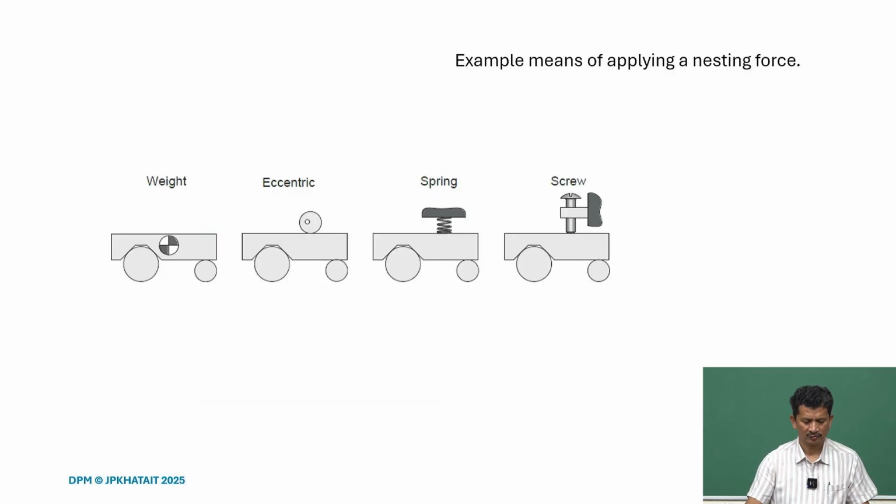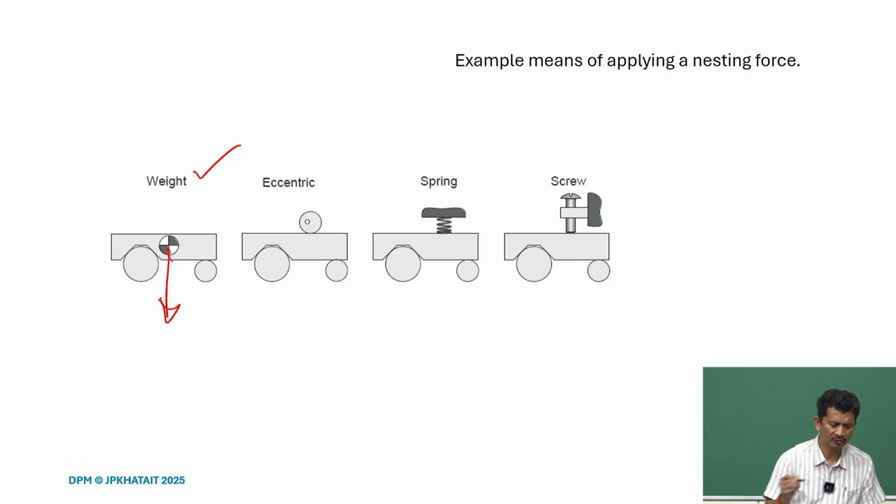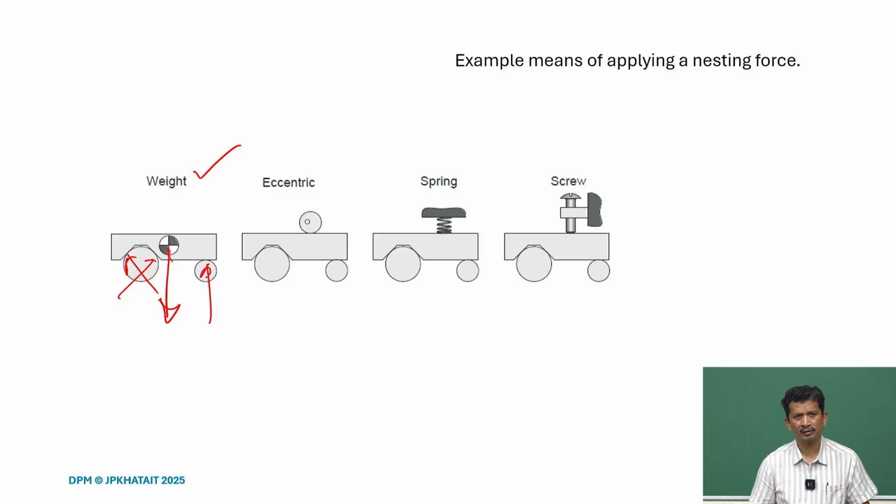So, there are different ways, and without creating problem what we discussed in the earlier slide, how to get the nesting force. So, one is the weight. Because of the weight we can always get sufficient contact. So, weight can also provide sufficient nesting force, but many times we do not have that luxury. Other is the eccentric cam.